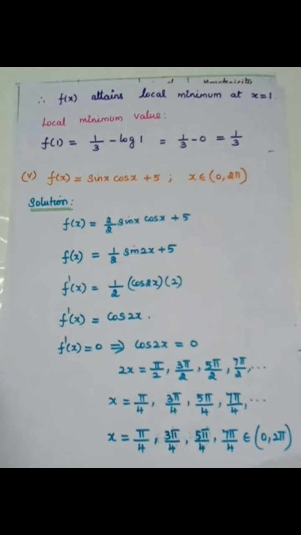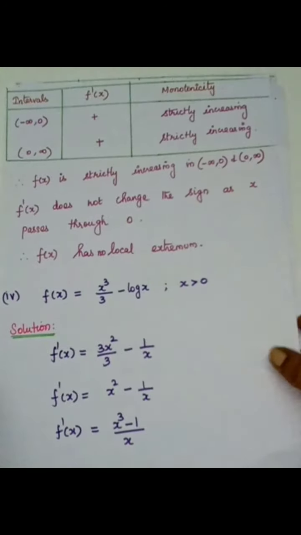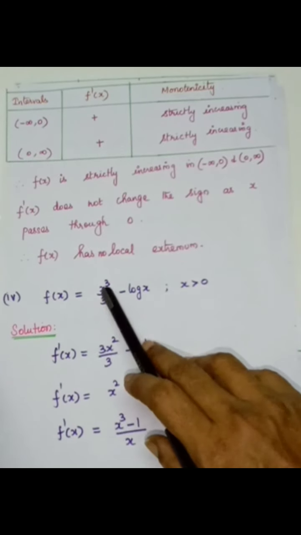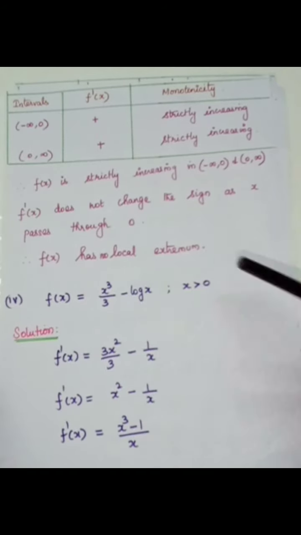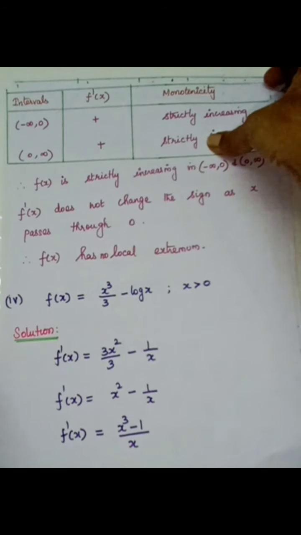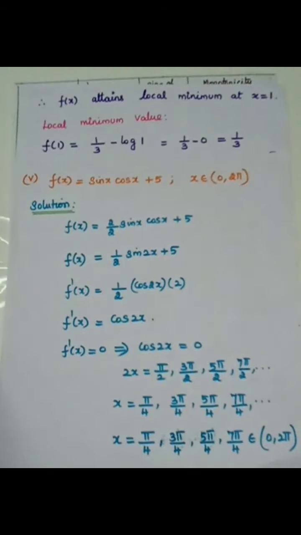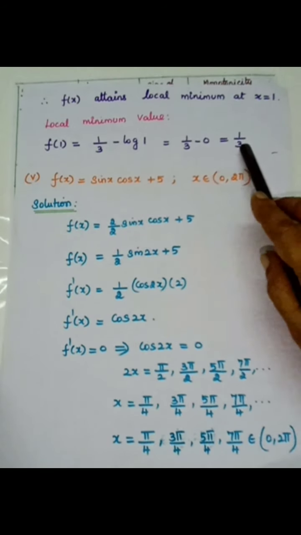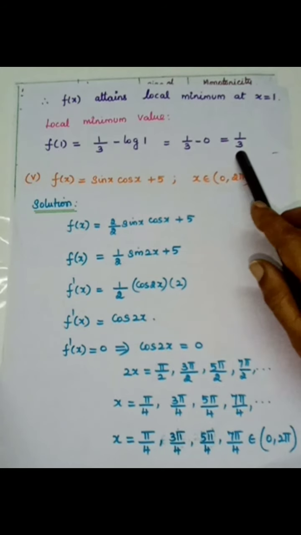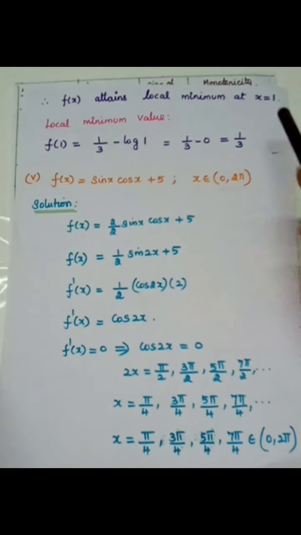What is your f of x? f of x is equal to x cube by 3 minus log x. In the place of x you have to substitute 1. 1 cube is 1, so 1 by 3 minus log 1. That is 1 by 3 minus 0, because log 1 is 0. So your answer is 1 by 3. This is the minimum value, and this value is attained at x equal to 1.